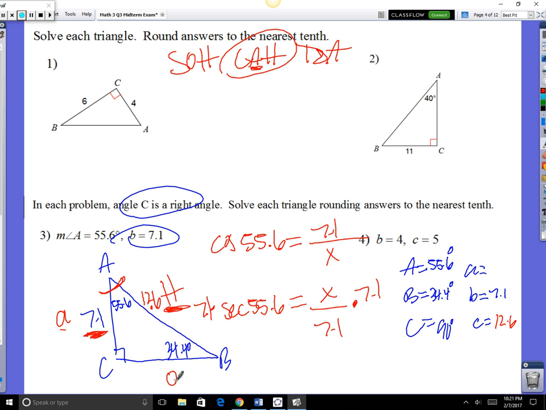Okay, now I'm going to find the opposite. So I'm going to use the opposite with hypotenuse, and opposite with hypotenuse, that's sine. So now if I do the sine from 55.6, the fraction opposite is on top, which is X. That's what we like. On bottom is the hypotenuse, which is what we just found to be 12.6. Now times both sides by 12.6. So you get sine 55.6 times 12.6. And the opposite is 10.4.